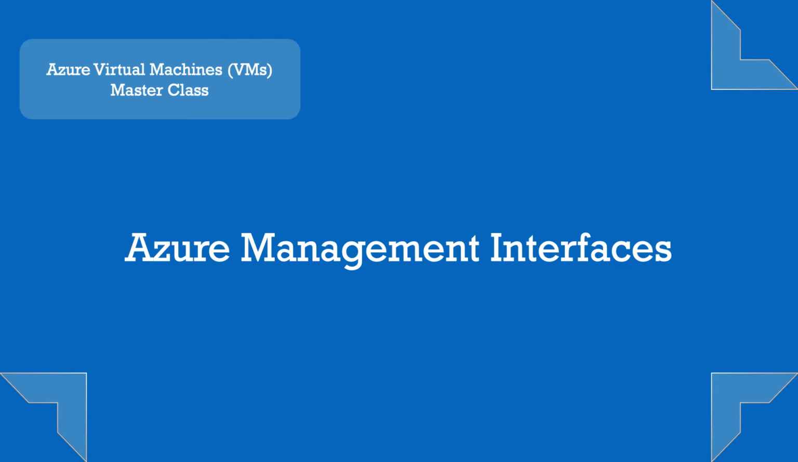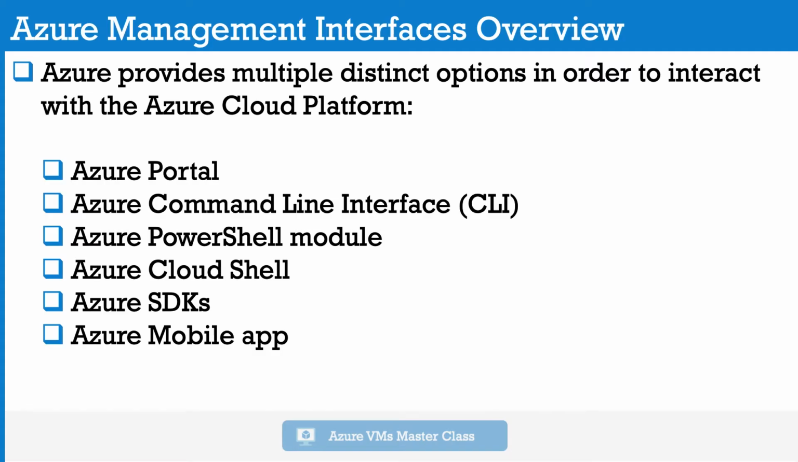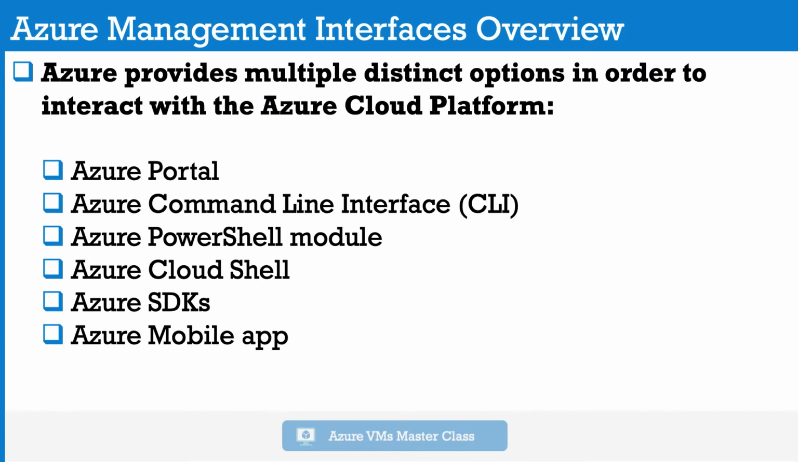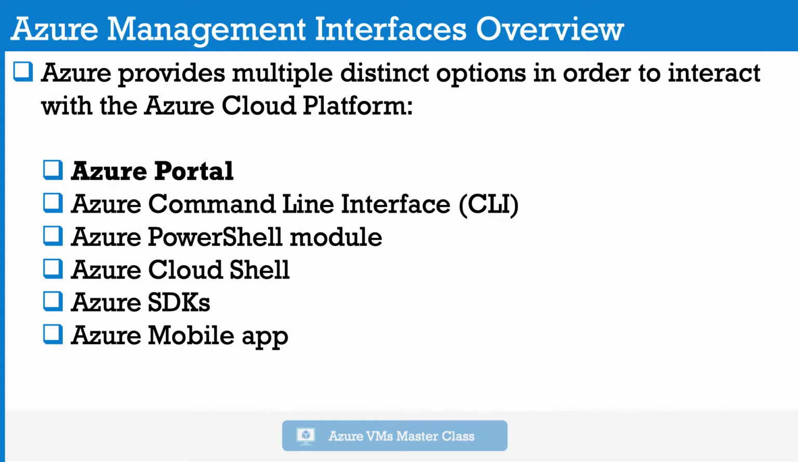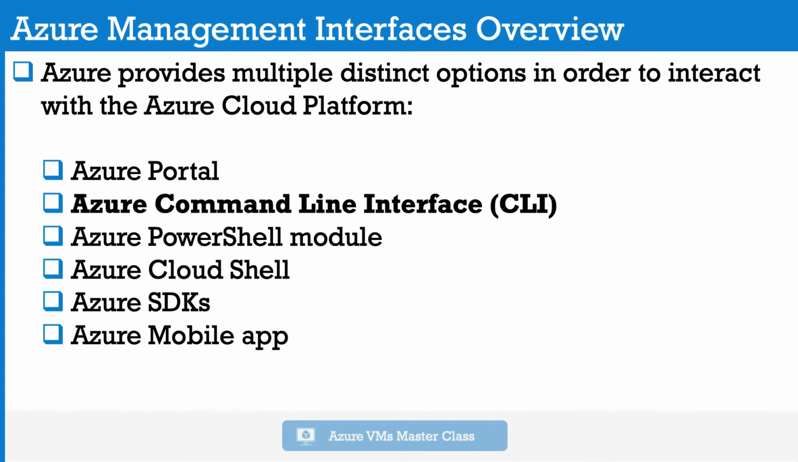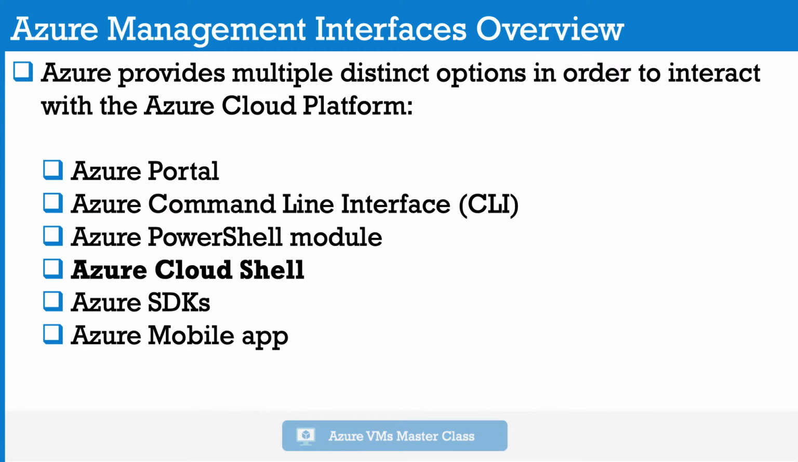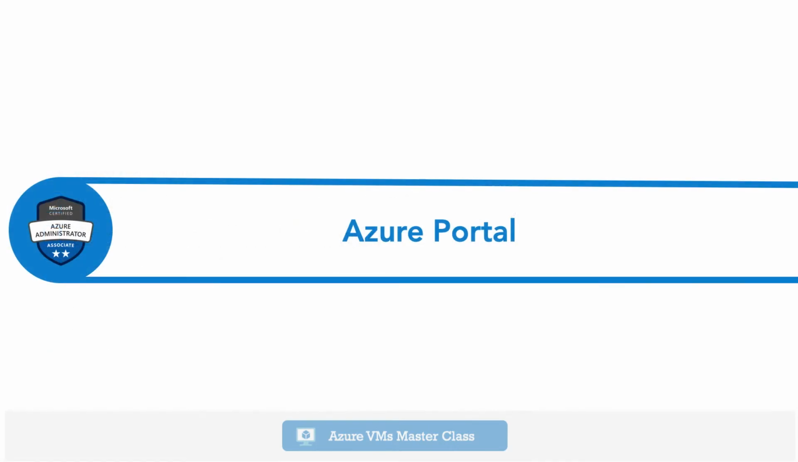In this lecture, we are going to talk about the different Azure management interfaces and understand how we can interact with the Azure Cloud Platform. So Azure provides multiple distinct options in order to interact with the Azure Cloud Platform, and these are the Azure Portal, the Azure Command Line Interface Tool or simply the CLI, Azure PowerShell module, Azure Cloud Shell, Azure SDKs, and the Azure Mobile App. So now let's start with the Azure Portal.